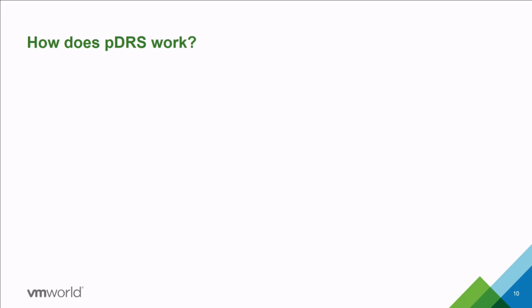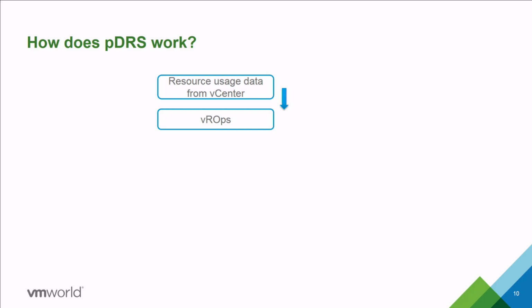So how does Predictive DRS work? In a nutshell, this is the workflow that Predictive DRS follows. So it all starts with vCenter server collecting resource usage data for all of its virtual machines and hosts that it manages. So this resource usage data is then sent to VROps. VROps does a lot of analytics, sophisticated analytics using machine learning algorithms on this data and understands the patterns of the workloads in those VMs. And it then comes up with long-term predictions of the resource usage.